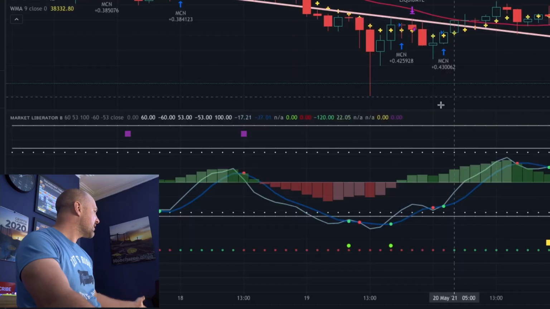So if this is a strategy that you wanted to do, rather than purchasing Market Liberator for whatever it is, I think they just take donations. I gave like $50 or something. But if you just wanted this, then you can do it with just the weighted moving average on TradingView. It's very easy. Does it beat the markets?